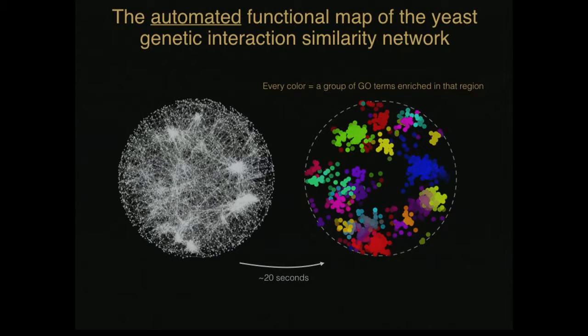And this is what it looks like when you do it on this real network. It's the same network as that. I'm not showing the edges, but the node position is perfectly preserved. Every color corresponds to a group of Go terms enriched in that region, and there are about 19 regions here. And going from here to here takes about 20 seconds, compared to the weeks that we used to take before.